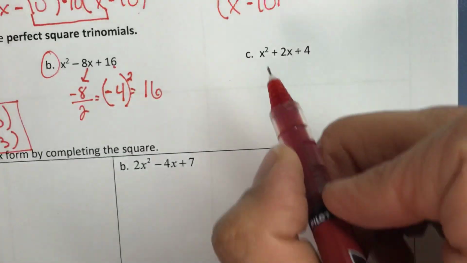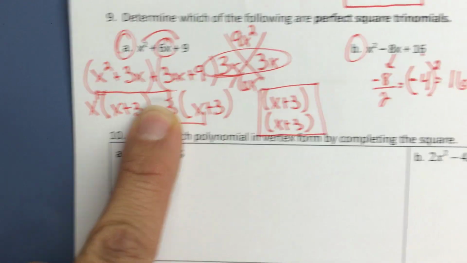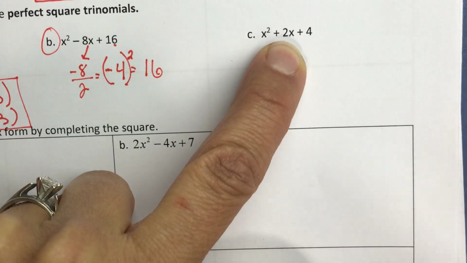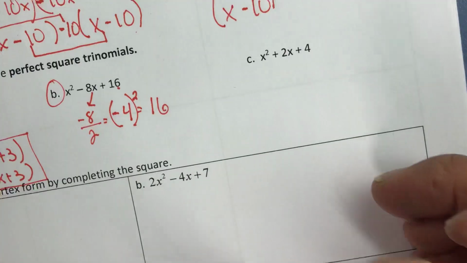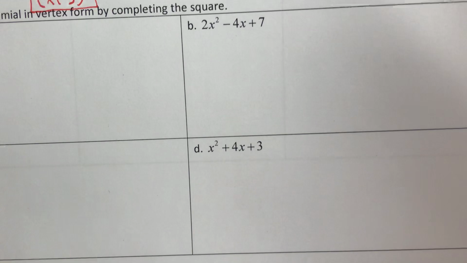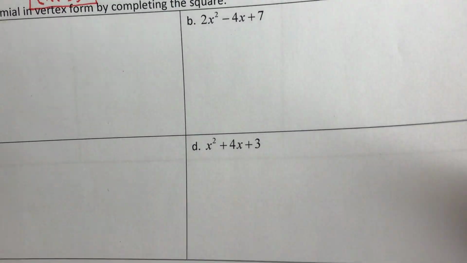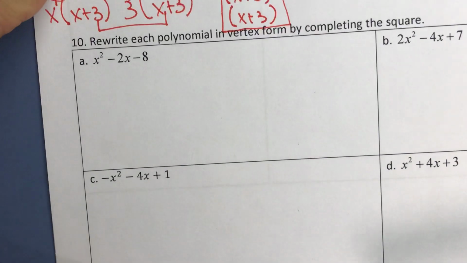So I'm going to let you decide how you want to do C. Do you want to factor it and see if you get identical parentheses, or take this number, cut it in half, square it, and do you get that number? And if it is, circle it. If it's not, then you could just say it's not. All right, the rest of these problems are completing the square.